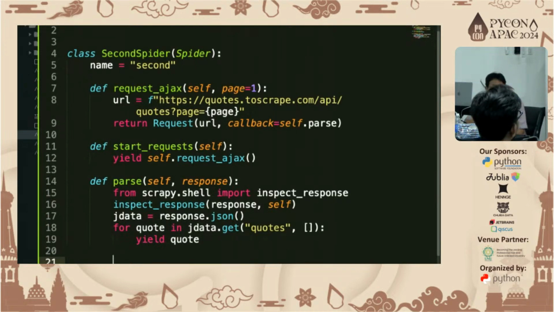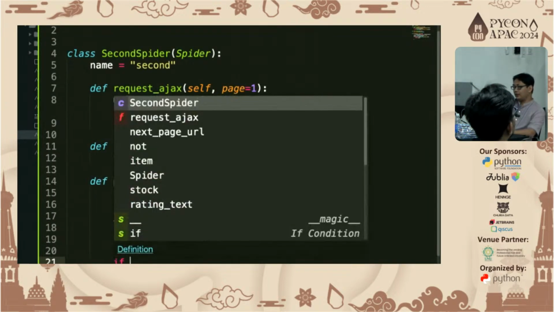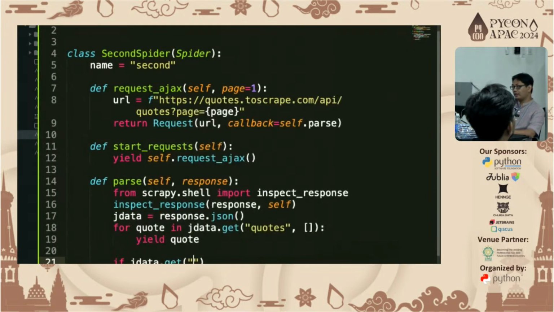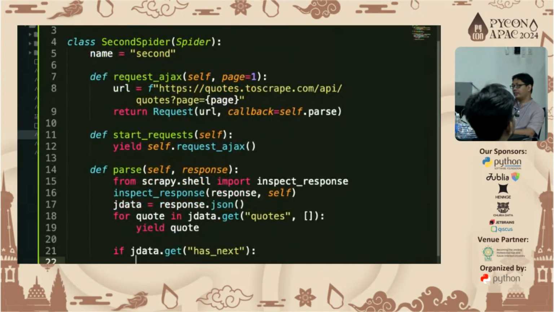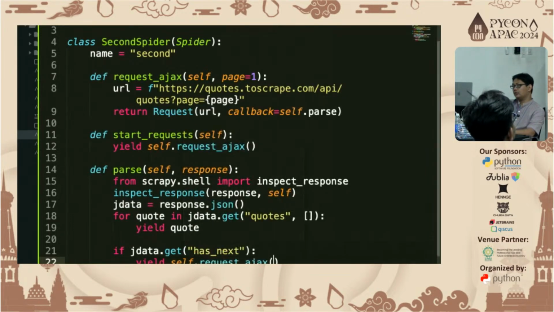Okay, so this will extract all the quotes inside this array. But you also want to call the next page, right? So let's do this. Has next. Then let's call the next page. We already defined a method to get the request from the list of quotes. We only need to specify the number of the page.